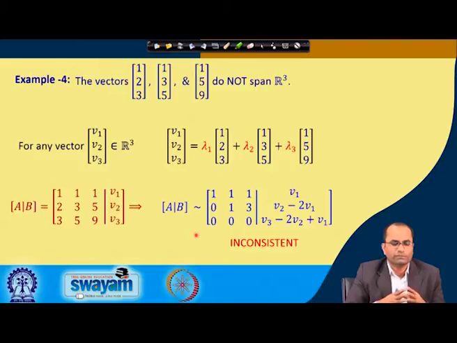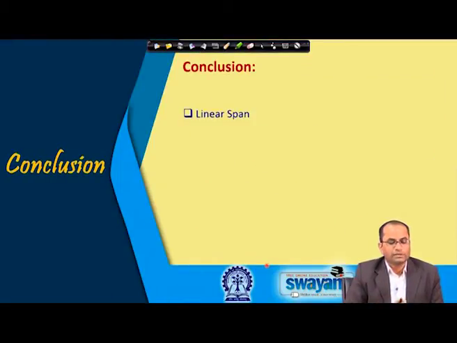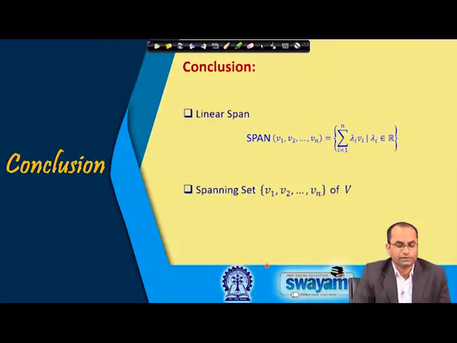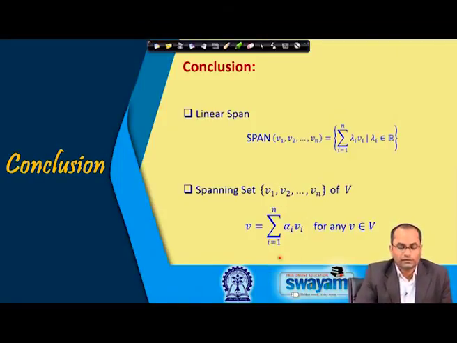There is a lot more to discuss on spanning sets, and that will follow in the next lectures. Here the conclusion is that the linear span is nothing but all linear combinations of the given vectors, and for v1, v2, ..., vn of V, we will call this a spanning set if any vector of V we can represent in the form of these vectors, then we call this a spanning set.